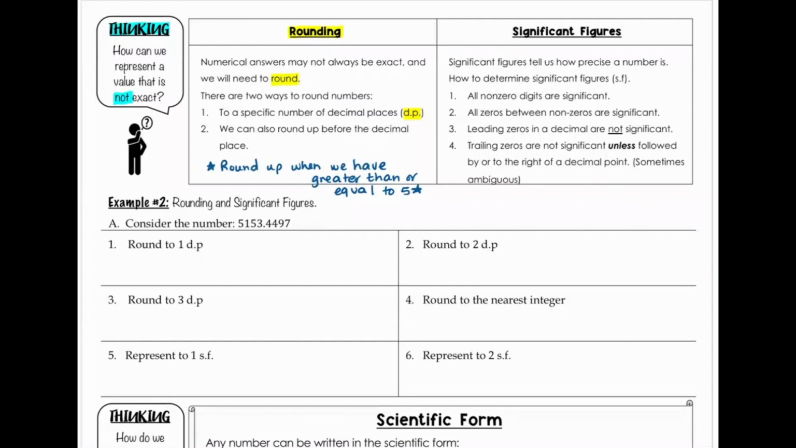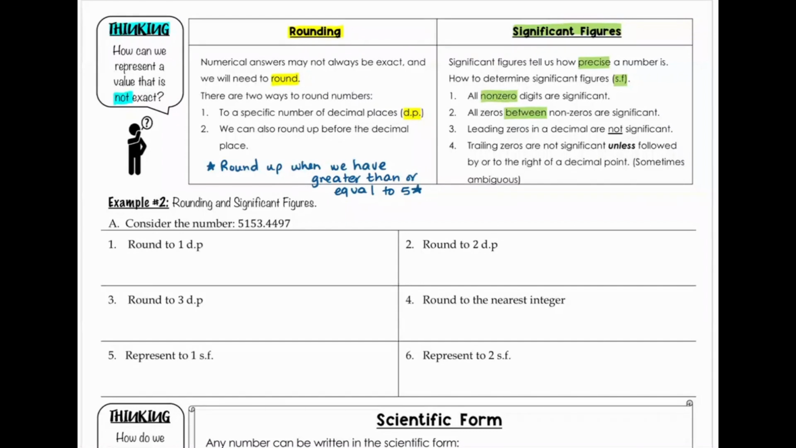All right, significant figures is another way to represent your values that are not exact. Significant figures tell us how precise a number is. How to determine significant figures, SF for short? All non-zero digits are significant. So those are just whole numbers. All zeros between non-zero digits are significant.